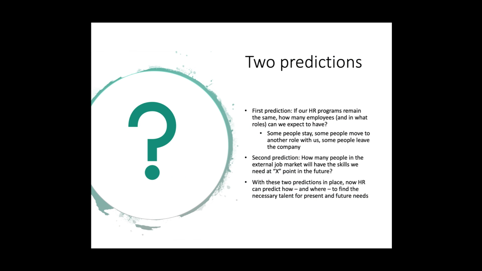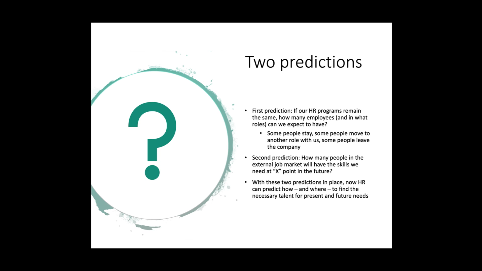And the idea here is collating all of this data, all of the forecasting you can do to come up with essentially two predictions. Here is the first prediction. If our human resource programs remain exactly the same, how many employees and in what roles can we expect to have at this date in the future? Knowing that historically, some people stay with the company, but they move and migrate to another role within the company, and some people leave the company for all sorts of different reasons, right? But you always have this movement in your existing employees. And so that being said, if everything else remains the same, how many employees can we expect to have?